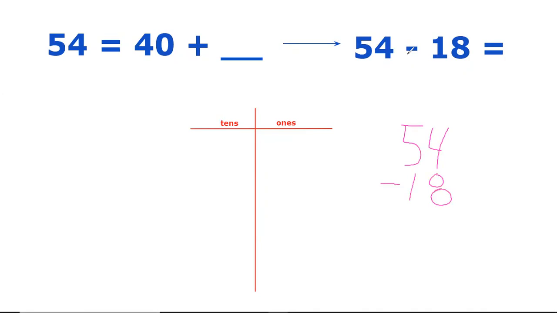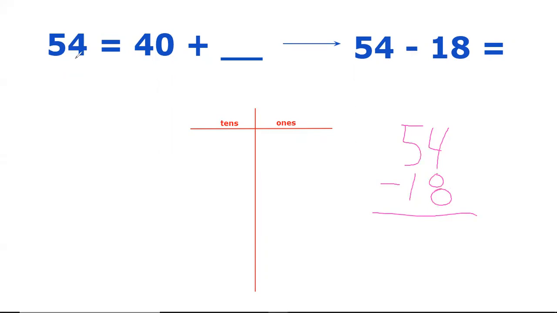Remember our rhyme? More on top, no need to stop. More on the floor, go next door. Numbers the same, zero's the game. Well, 8 is more than 4, so I've got more on the floor here, and I'm going to have to go next door to my 50, which brings us to our 54 over here.